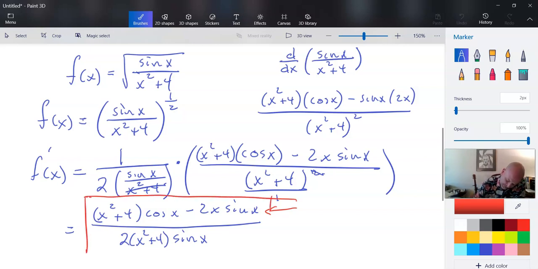We've reduced what we could, and there's not much else we can do other than just changing the way it looks. You may want to distribute this out or distribute the cosine across the x squared plus 4 or something, but other than those kinds of things, there's nothing else to improve on this answer, right? We've already canceled out the extra factor we had. So there's really not much else to do here. Okay.